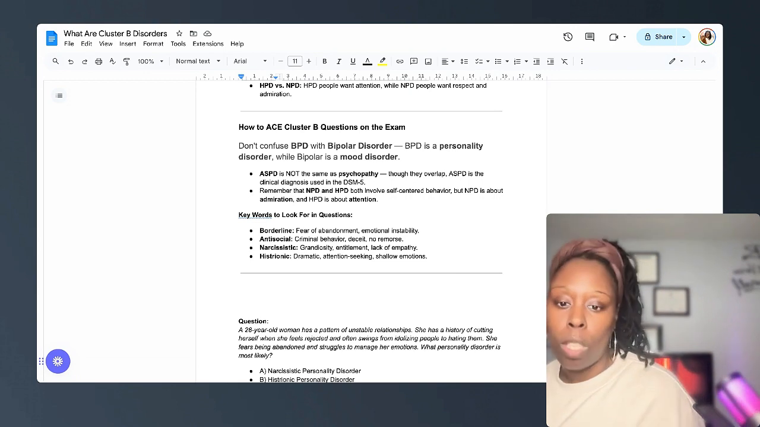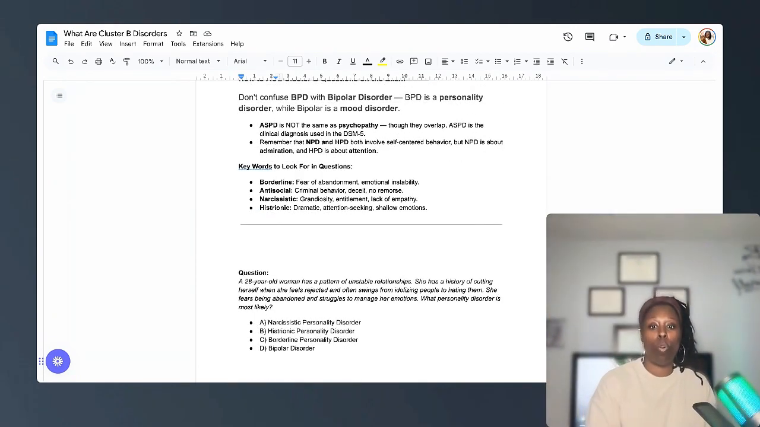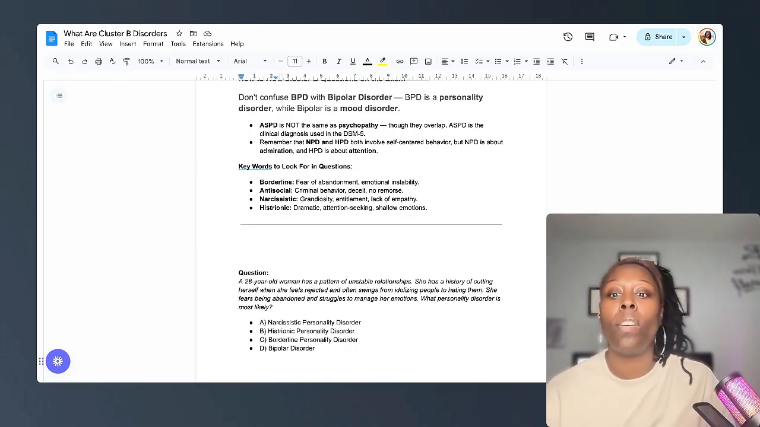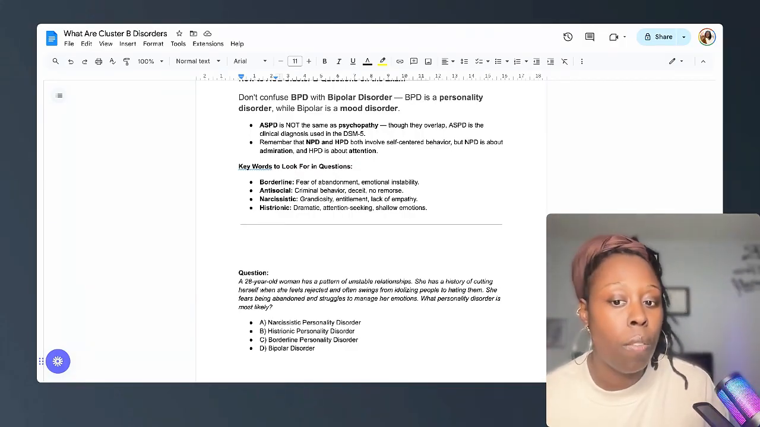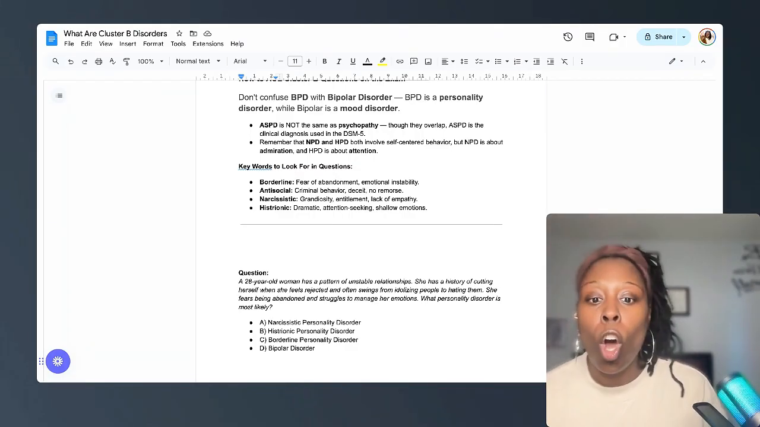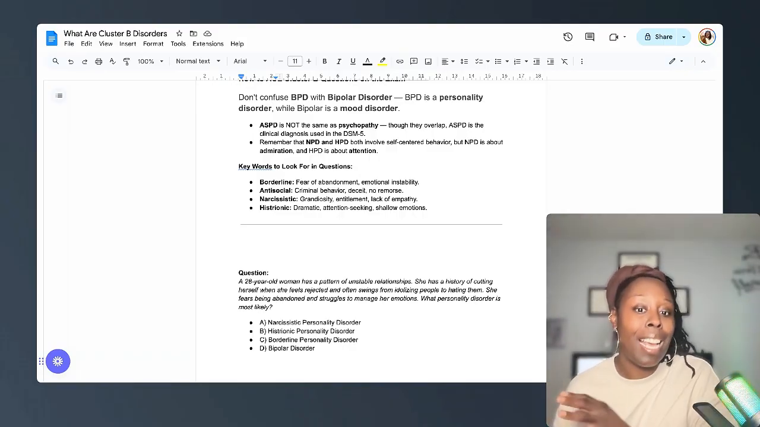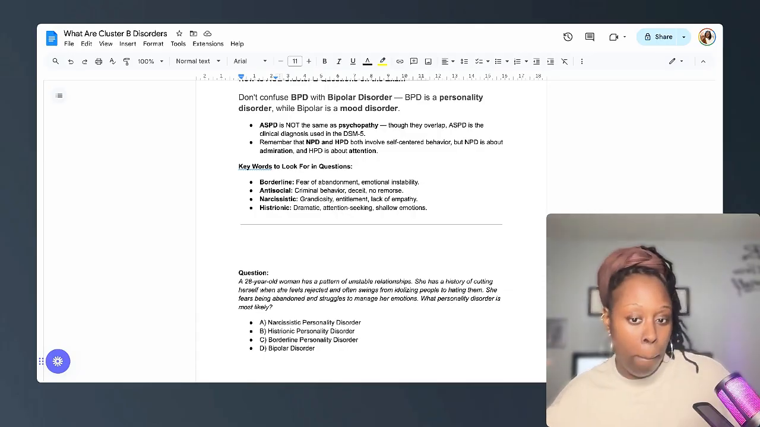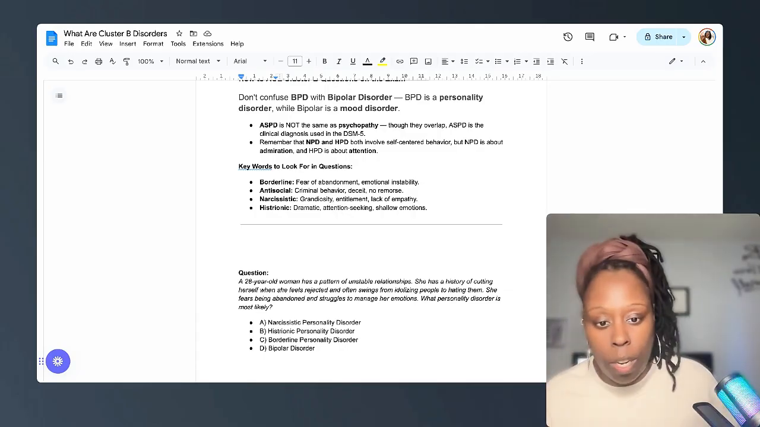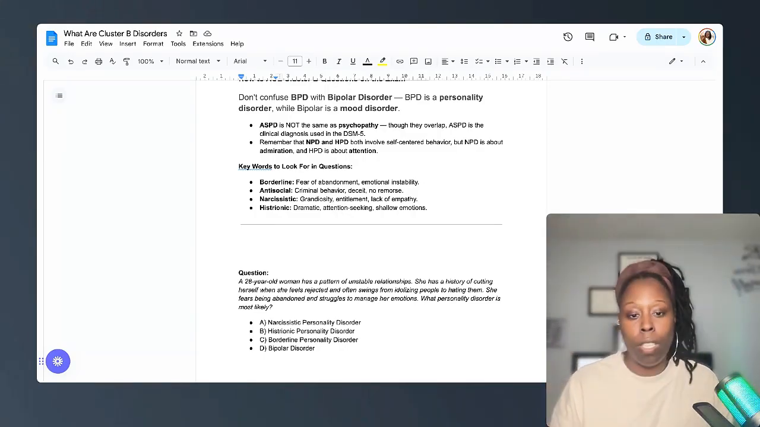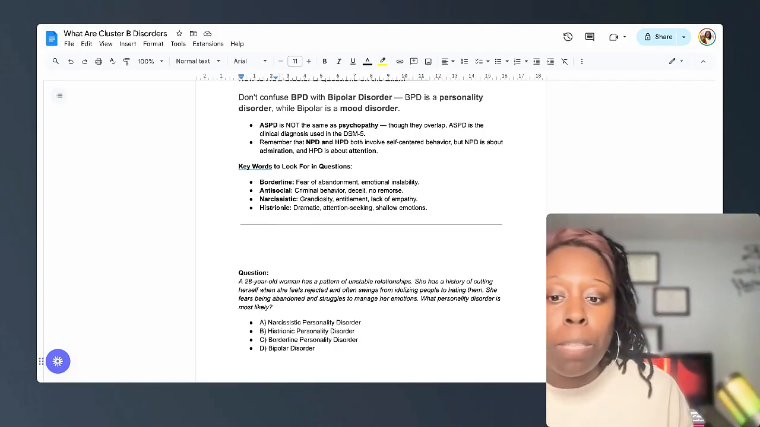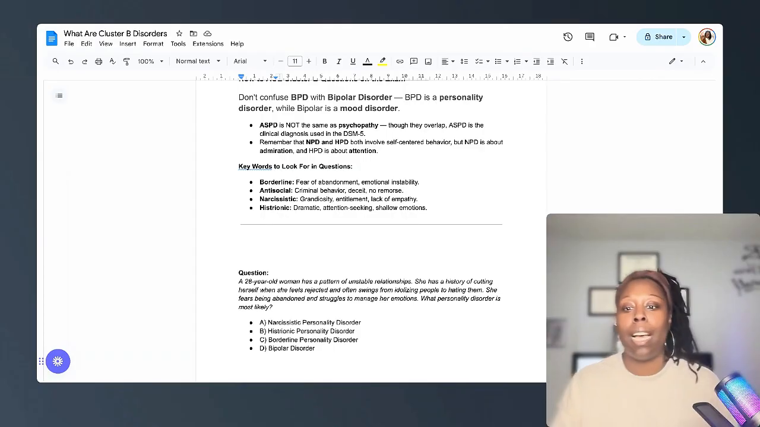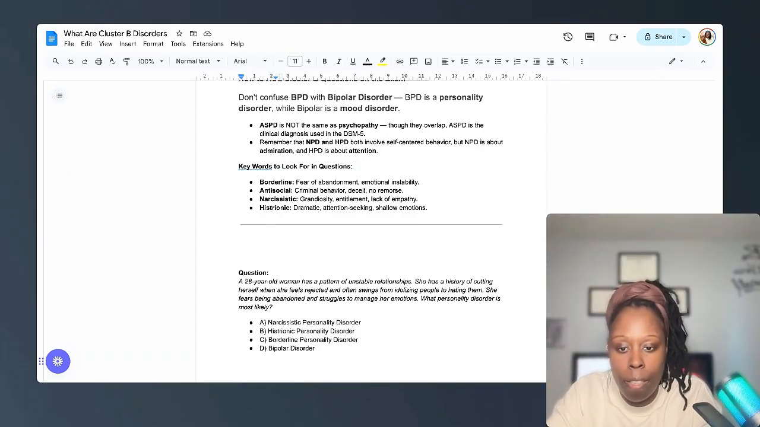So let's rock out with the question. We got a 28-year-old woman. They have a pattern of unstable relationships. She has a history of cutting herself when she feels rejected, and often swings from idolizing people to hating them. Remember, guys, I said it's either black or white. I shared that with you guys, so hopefully you remember the clue I gave you. She fears being abandoned and struggles to manage her emotions. What personality disorder is she most likely to have?